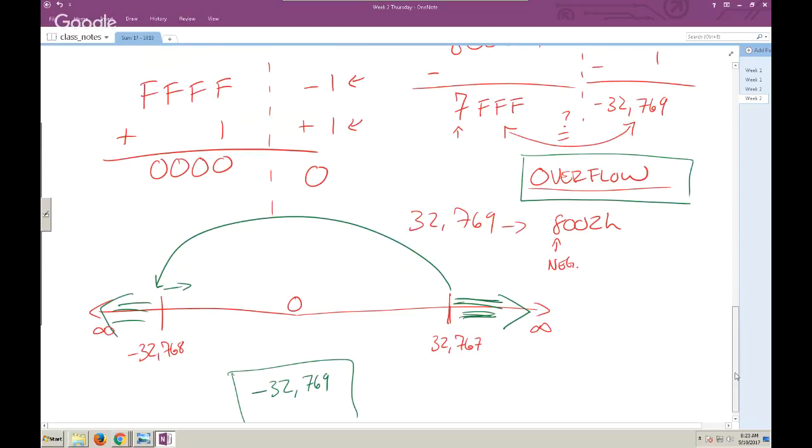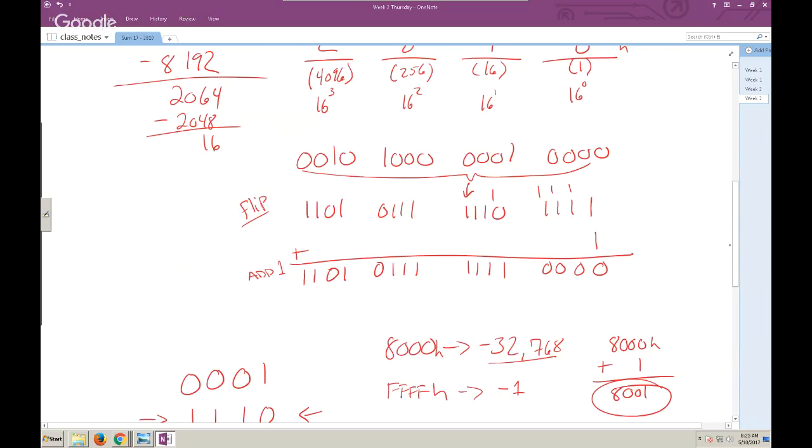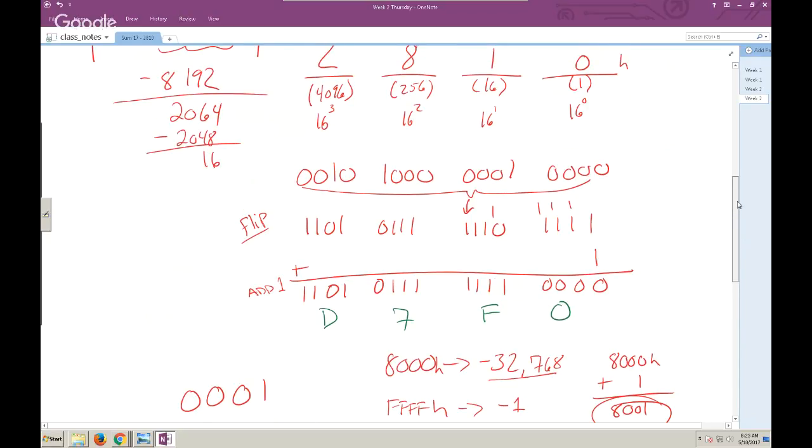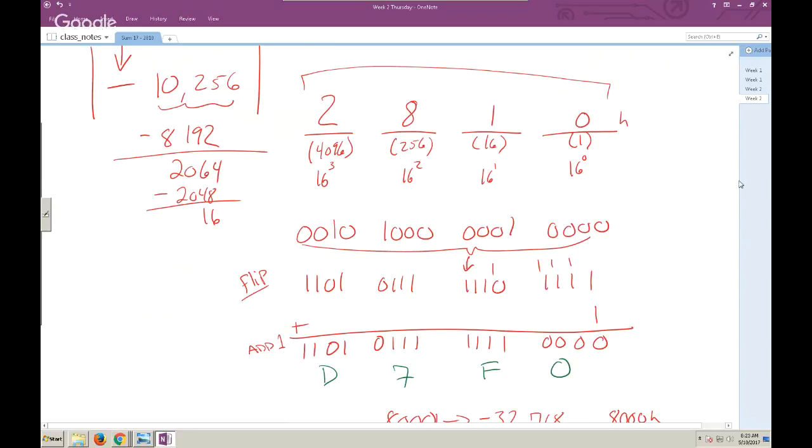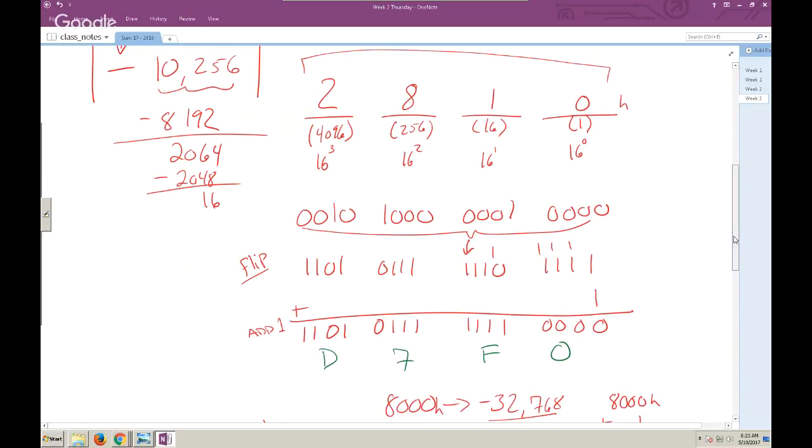So let's rewind just a minute and finish really quickly this example, okay? We were almost done anyways. We only had one step left. We're working on right here, right? We flipped the bits. We added one, and what's left? Look at it in hex, because that was our goal, right? So what is this in hex? Okay, so D7F0 is the same as what? Again? Negative 10,256, okay?